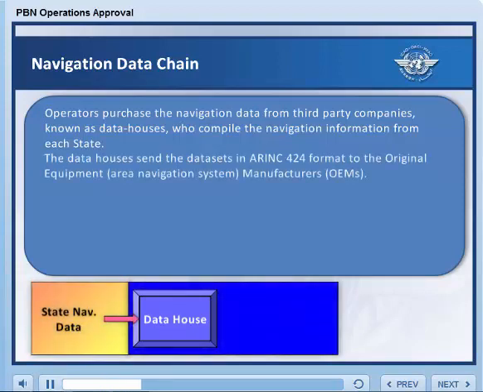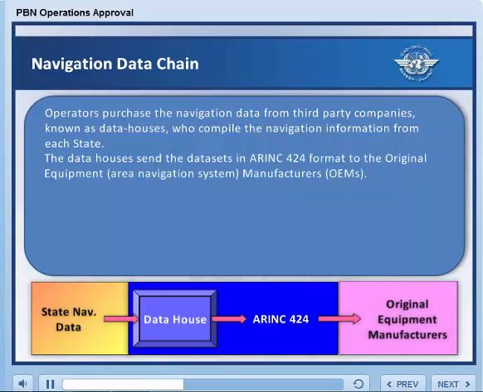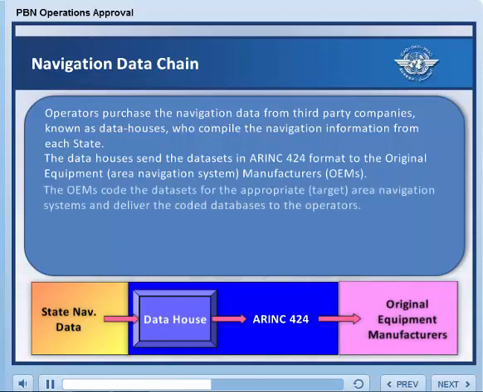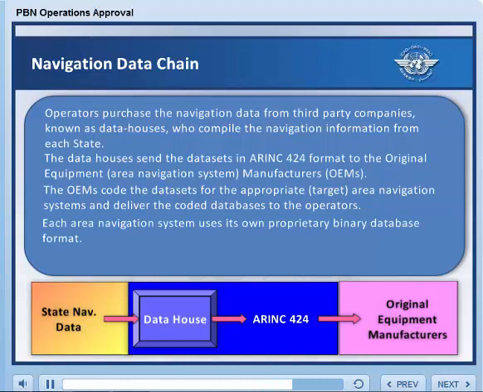These data houses produce the datasets, which are packaged and shipped in ARINC 424 format to the original equipment area navigation system manufacturers, or OEMs. The OEMs, known as data packers, code the datasets for the appropriate target area navigation systems. The databases are updated and validated in accordance with the ICAO AIRAC. Each area navigation system uses its own proprietary binary database format. Furthermore, each operator has a specific requirement for navigation data.